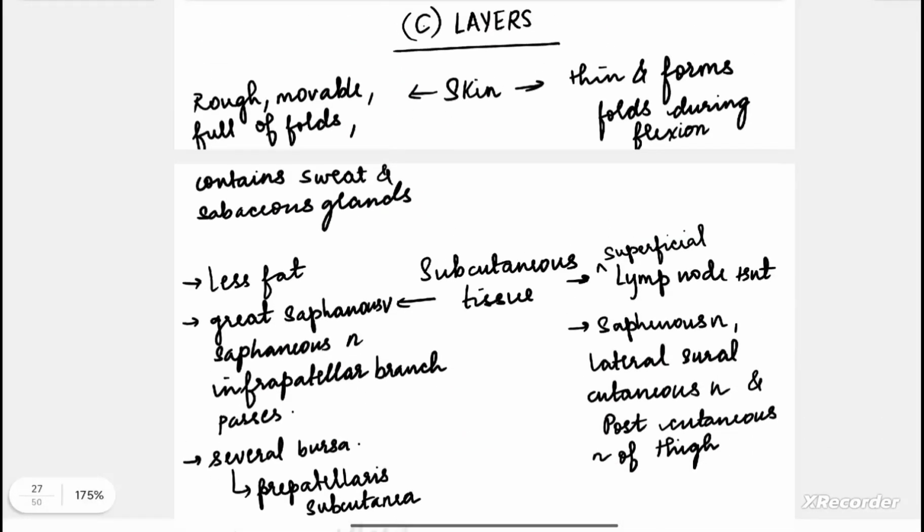What are the layers? Now layers, anteriorly the skin is rough, movable, full of folds. Contains sweat and sebaceous glands. Posteriorly, it is thin and forms folds during flexion.